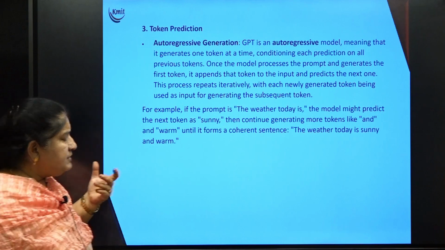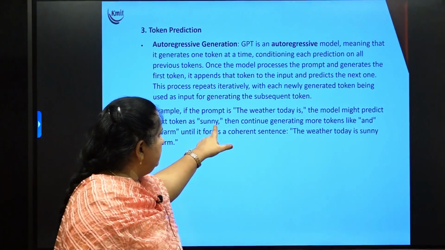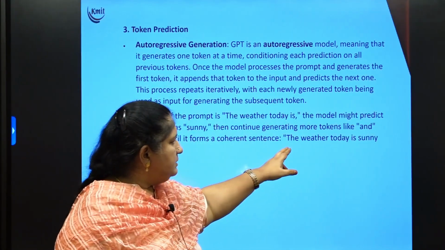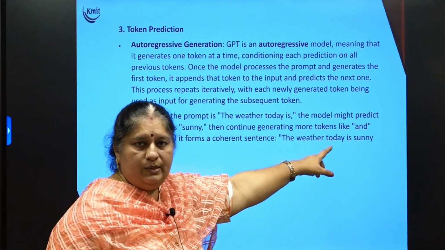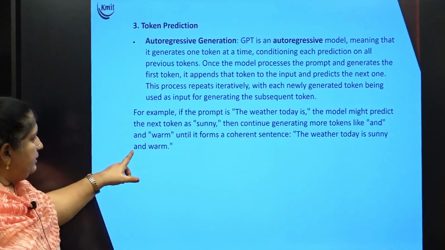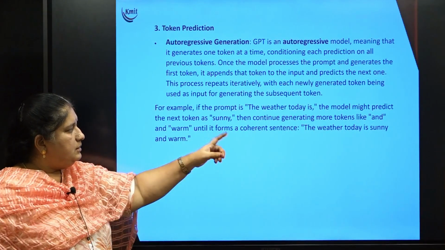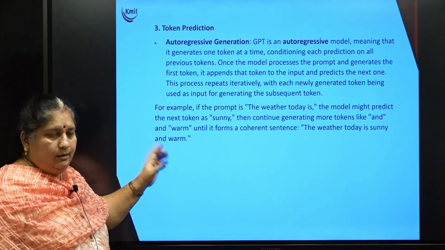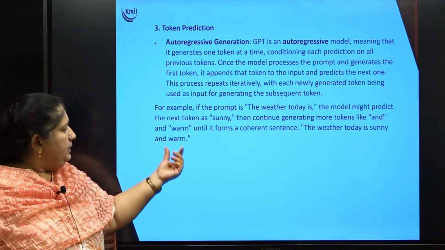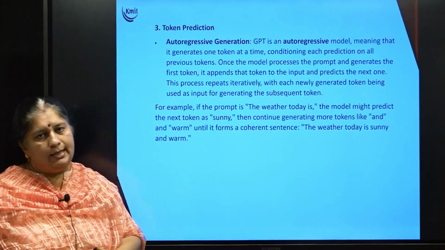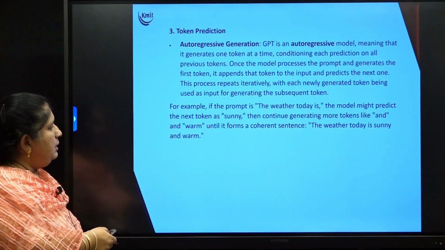First the prompt was "The weather today is." Next it generated the word "sunny." So for the next word prediction, what will be the prompt? "The weather today is sunny." Then it generated the token "and." For the next token, the prompt is "The weather today is sunny and." The next token generated is "warm." If you want to continue generation, this entire sentence will be the prompt for the next token generation. That is how the autoregressive model is used for token generation.